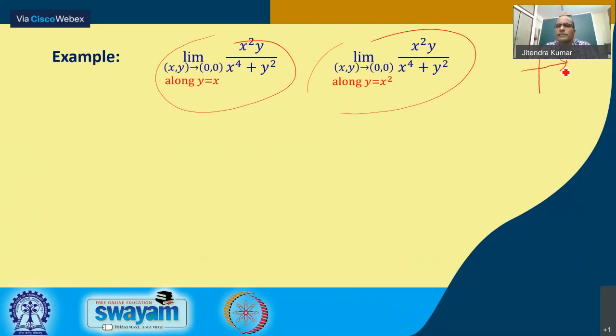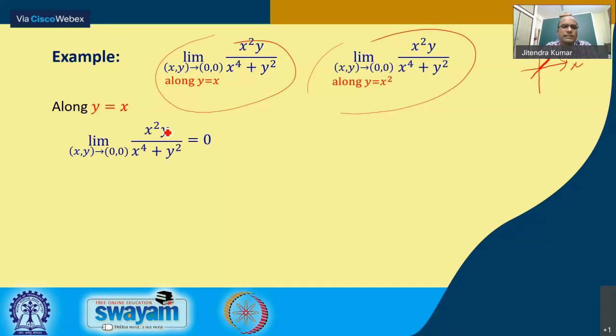Our domain is the xy plane here, and we want to approach 0, 0. One path we have taken is along y is equal to x. Along y is equal to x, we want to approach this point 0, 0. So how to approach that? Y is equal to x means y and x are equal, so we can set x and y equal in this function.